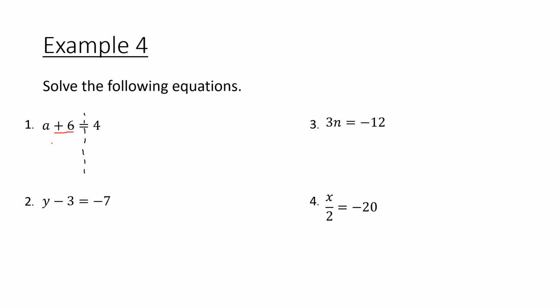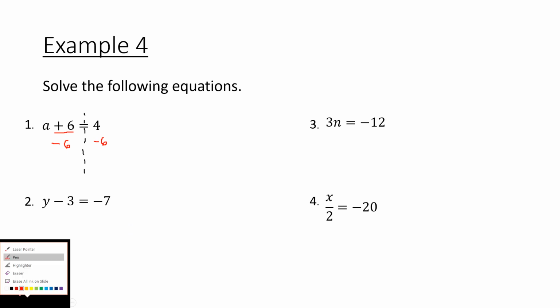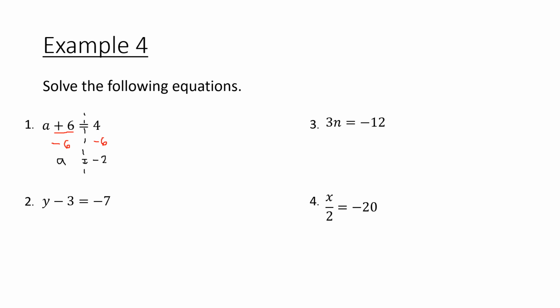So the opposite of plus is take away. So we're taking away 6 from both sides. That means that on this side, we've got a plus 6 take away 6, that 6 is eliminated, so we're left with a, and then we've got 4 take away 6. Remember, it's a smaller number with a bigger number taken away from it, so it's going to be a negative, so it's going to be minus 2. So a is equal to minus 2.